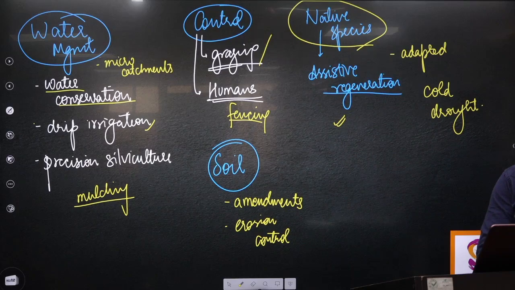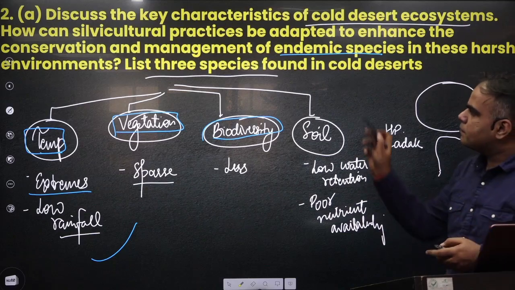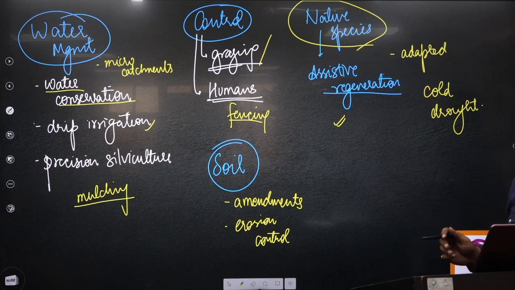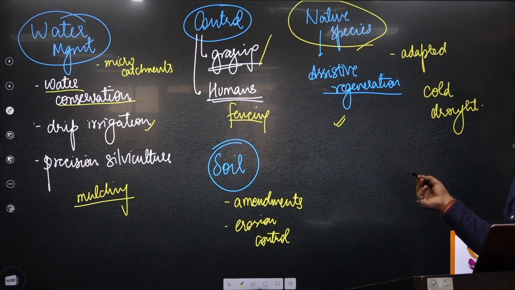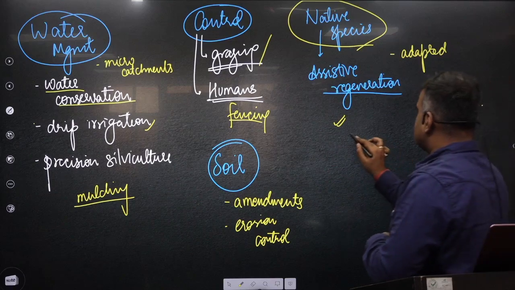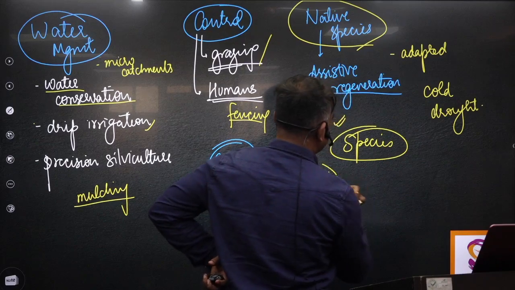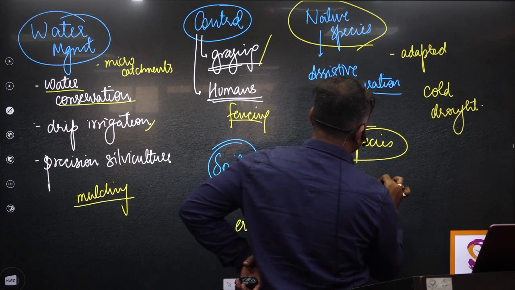Now moving to the last part, you have to write down the name of species overall. I think a couple of species I've just told you, they have mentioned certain species. So here we will write down one by one, list down the 3 species found in these cold deserts. Let me write down one. I've already told you, okay, species. First species is juniper, which is known as Juniperus polycarpus.